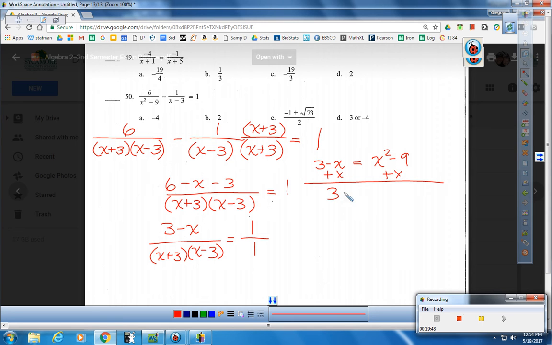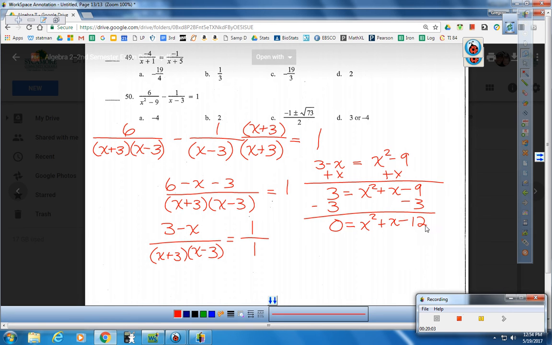So I get 3 is equal to x squared plus x minus 9. Remember, I can't combine them. They don't both have a squared. Subtract 3 from both sides. We get 0 is equal to x squared plus x minus 12.